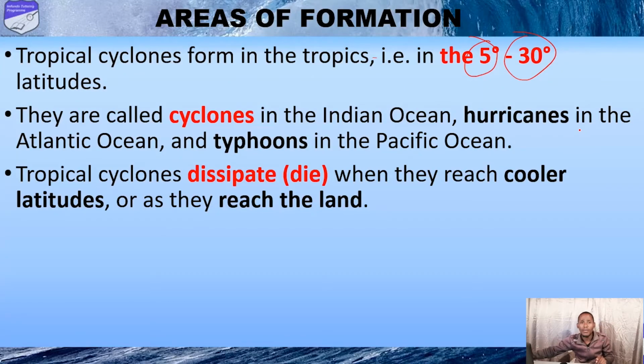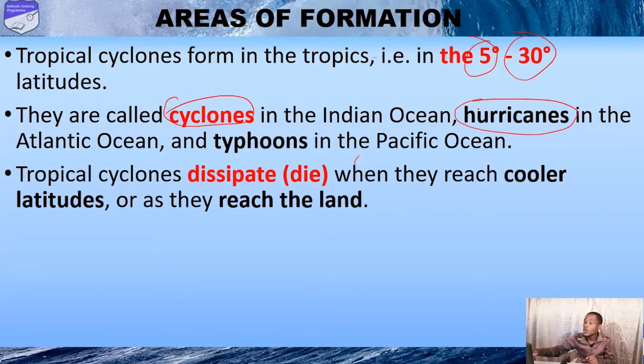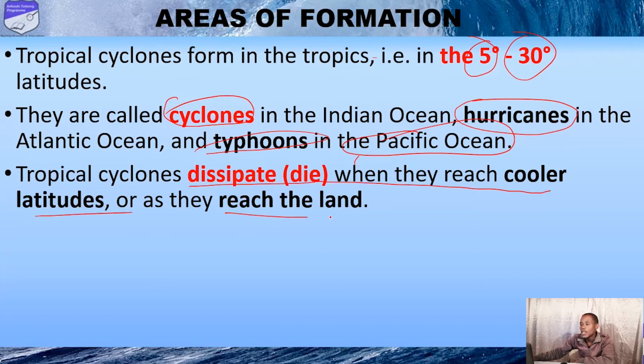So if a cyclone is formed in the Indian Ocean, it is called a cyclone, which is why we're calling them tropical cyclones here in South Africa, because we receive our cyclones from the Indian Ocean. Now, if a cyclone is formed in the Atlantic Ocean, it is known as a hurricane. So people in America call their cyclones hurricanes because they receive their cyclones from the Atlantic Ocean. Then those that form in the Pacific Ocean are known as typhoons. The cyclone dissipates, guys, when it reaches cooler latitudes or when it reaches the land.